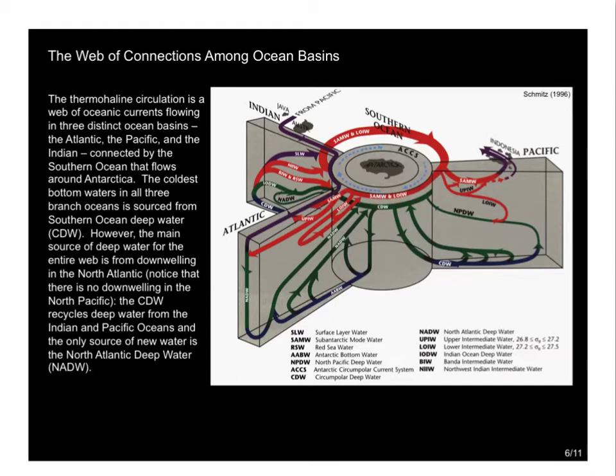That's the circumpolar deep water. So that's what feeds the Antarctic bottom water here in the Atlantic, that's what feeds the bottom water in the Pacific, and that's what feeds the bottom water in the Indian Ocean. Now, here's the important point of this diagram. You'll notice that although the CDW feeds the bottom waters of each of the three branch basins, only one of the branch basins has any substantial contribution to the CDW, and that is the Atlantic. And that's the North Atlantic deep water that sinks in the northern Atlantic and then rides up over the Antarctic bottom water to feed into this CDW.